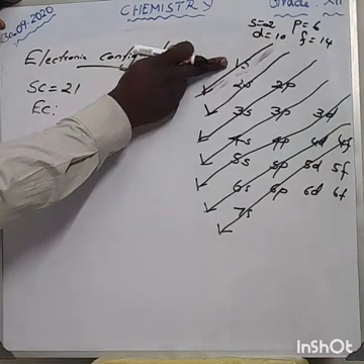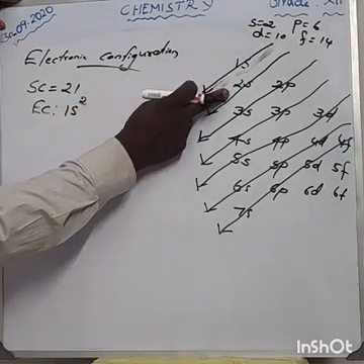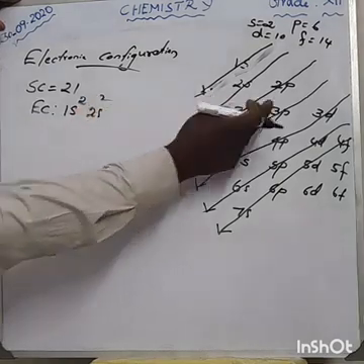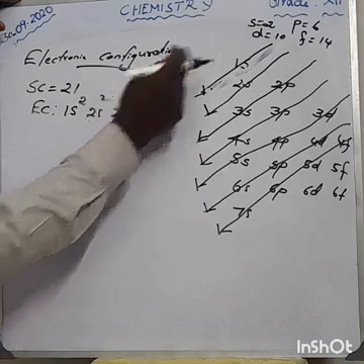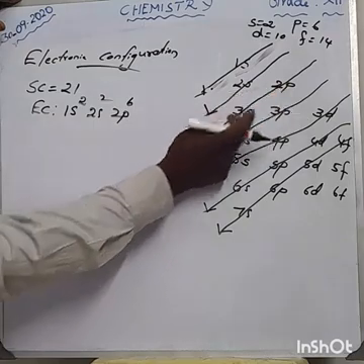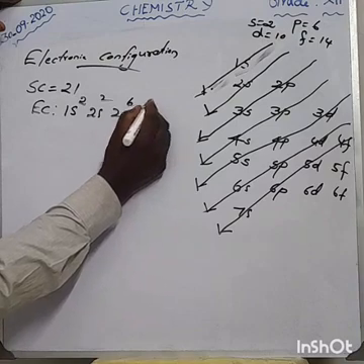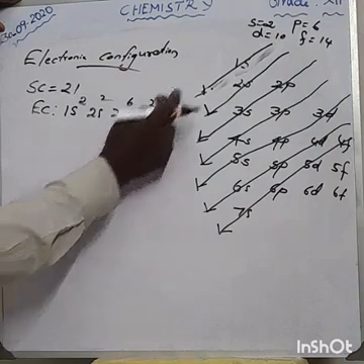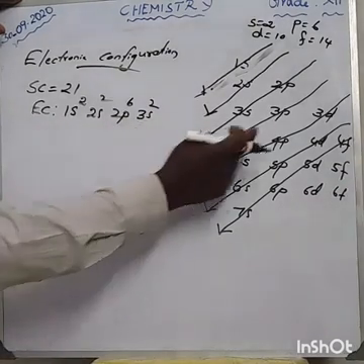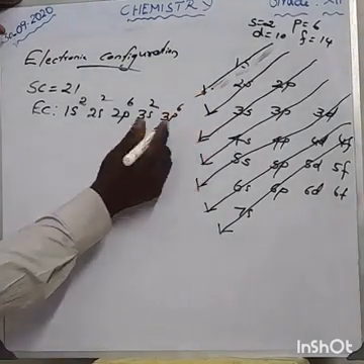1s, how many electrons can be accommodated? Two electrons. Next, 2s: all s subshells can accommodate 2 electrons. Next, 2p: the maximum is 6 electrons. After 2p comes 3s, maximum 2 electrons. After that, 3p, which is 6. Next one, 4s.